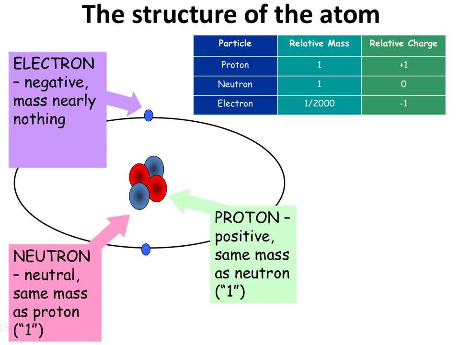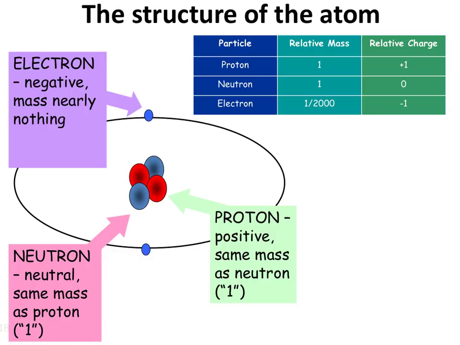So here is the structure of the atom and the model of the atom that we use today. It consists of 3 particles: the proton, the neutron, and the electron. Those are the 3 particles that make up the atom. They have different relative masses and different relative charges.